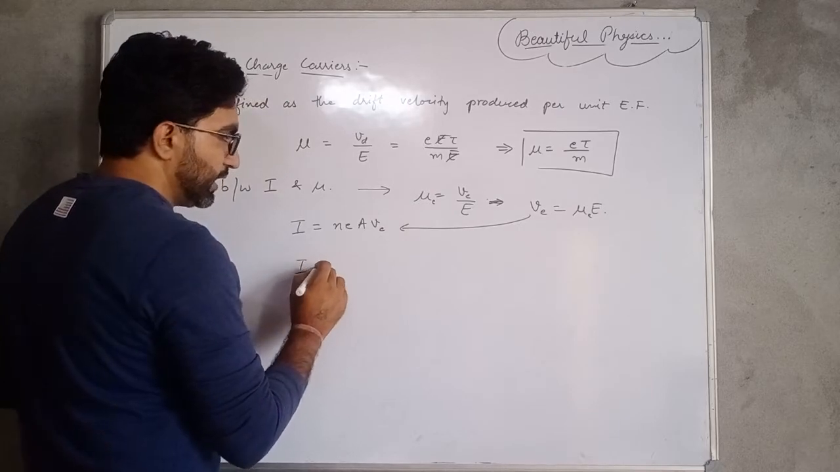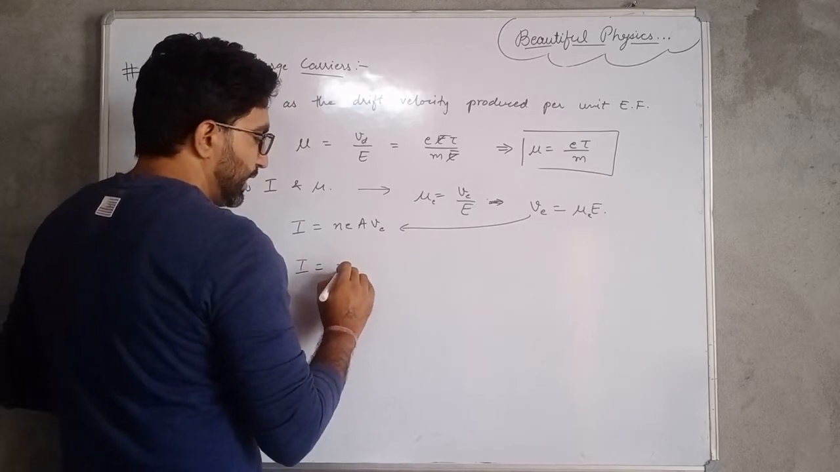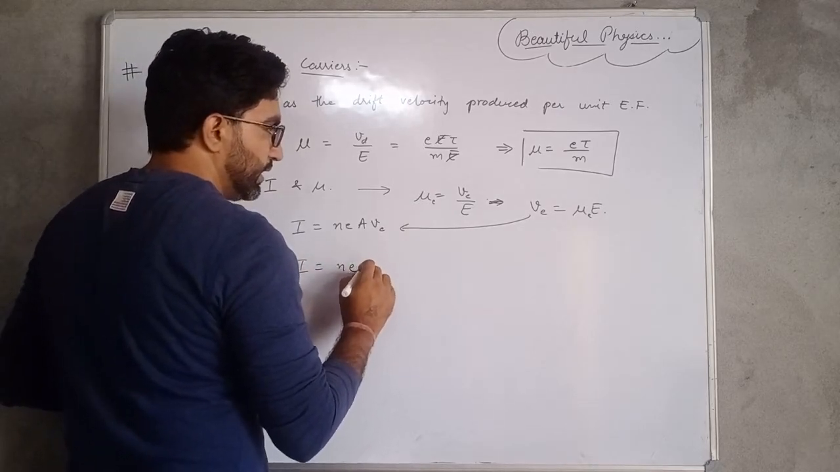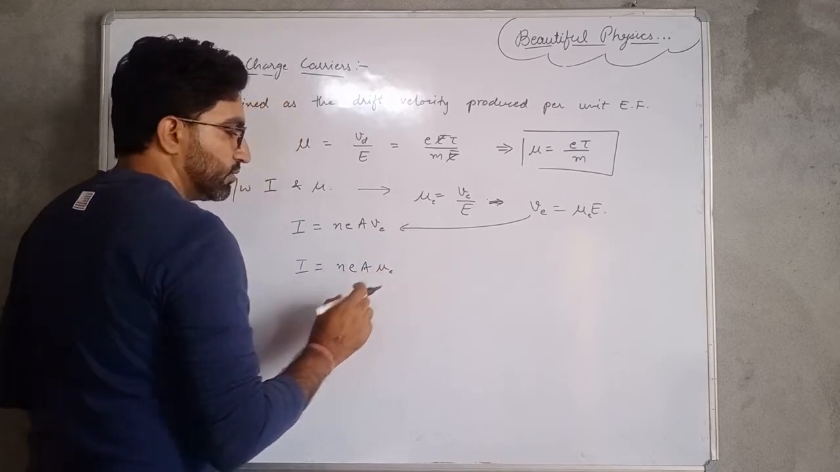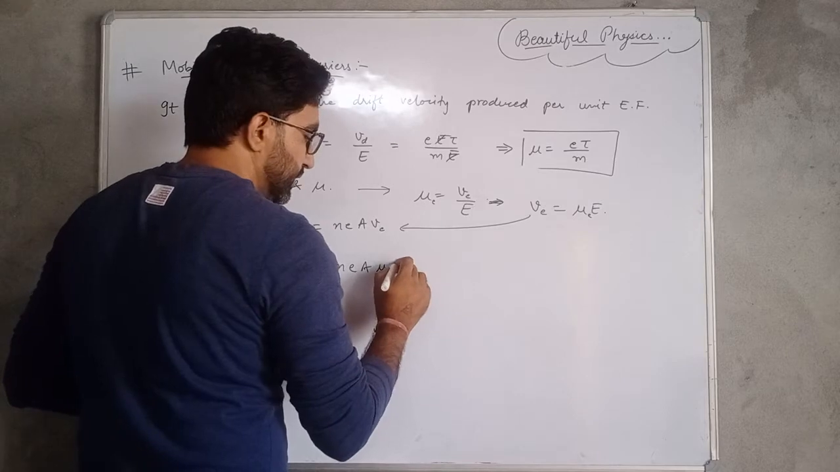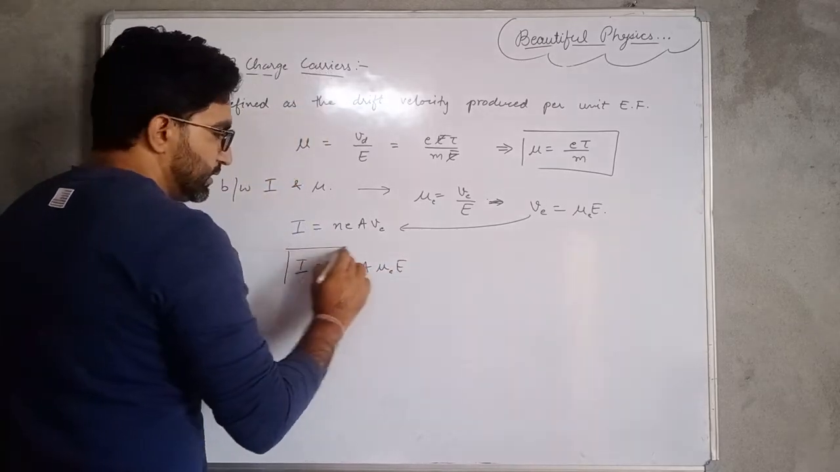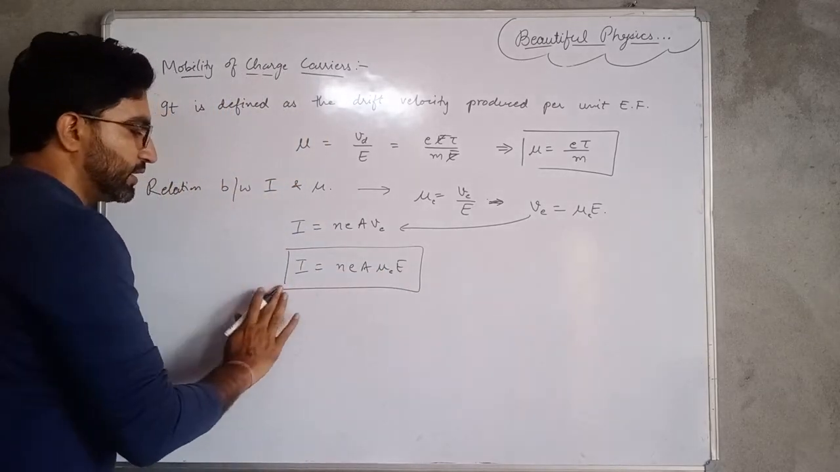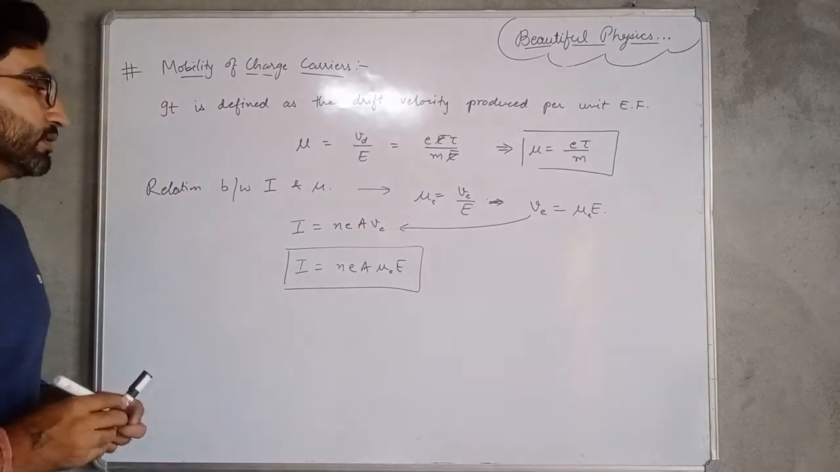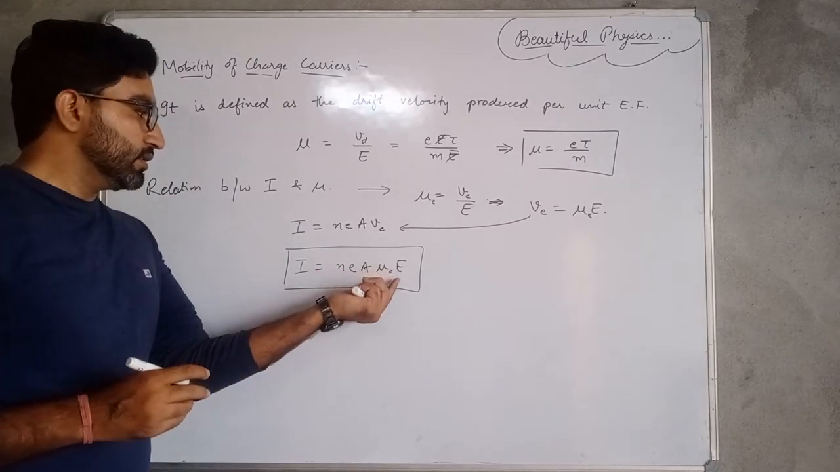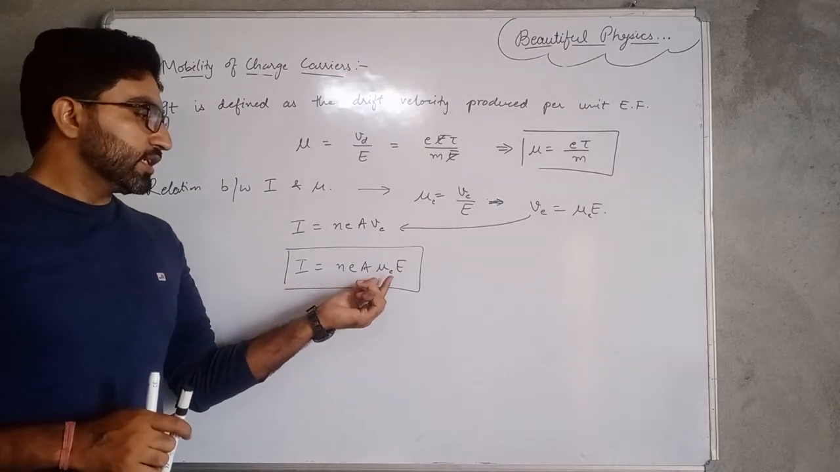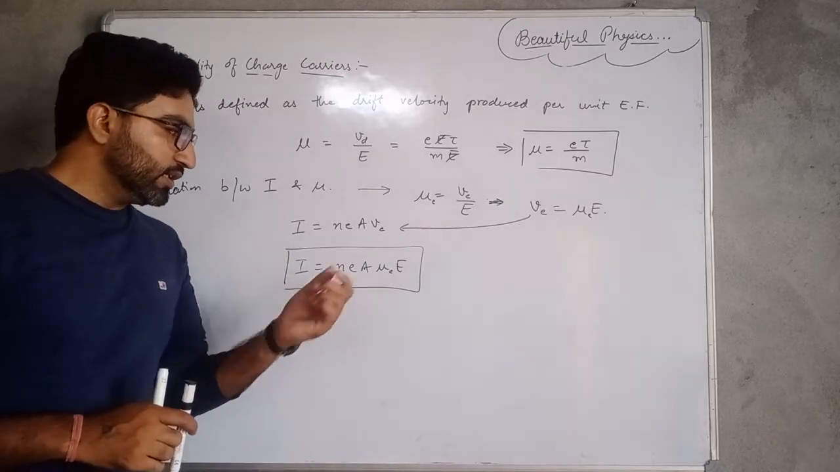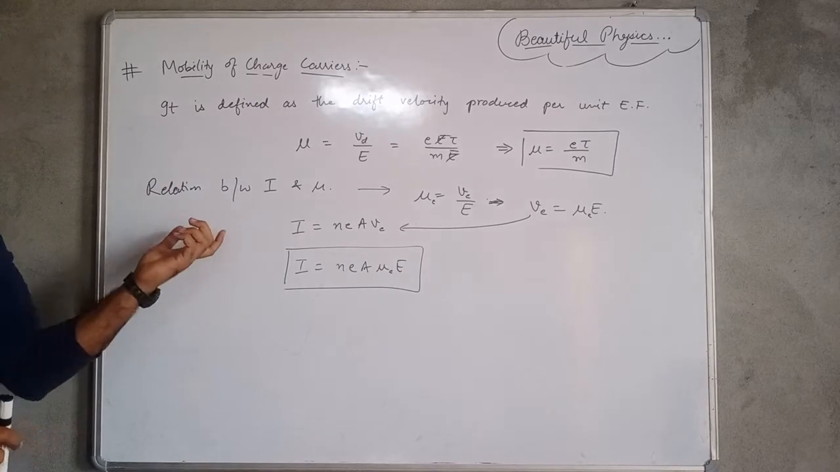So we have I = n e A mu, the mobility of electrons, times the electric field. So this is the relation between current and the mobility of the charge carriers. It is the case of a conductor.